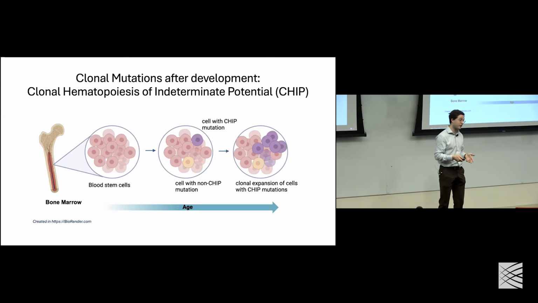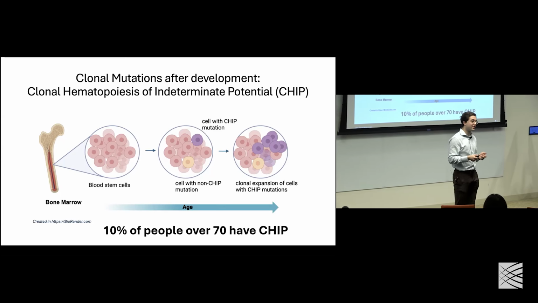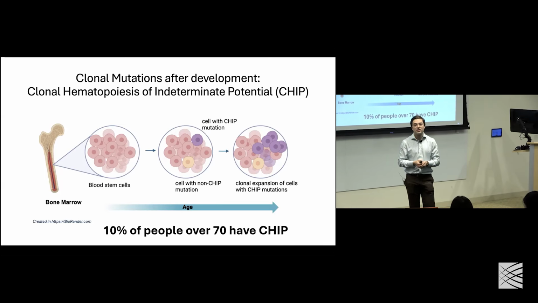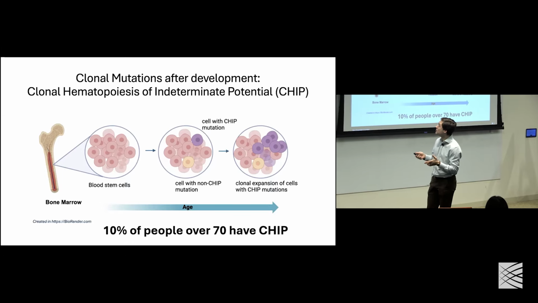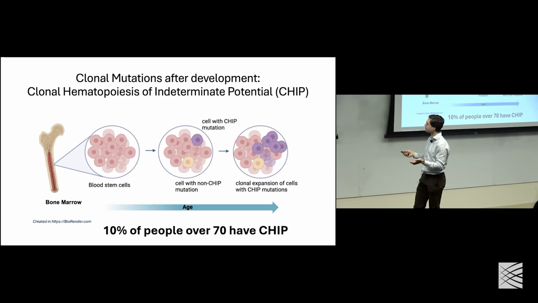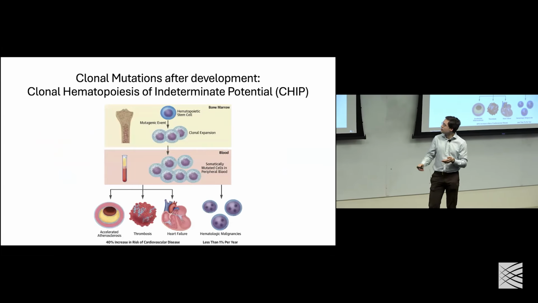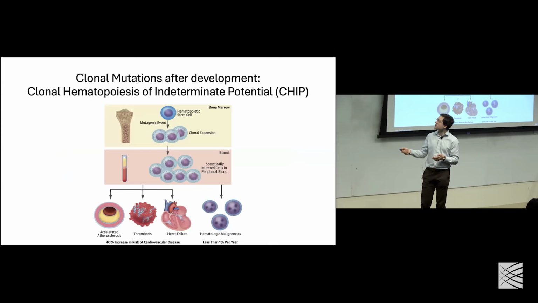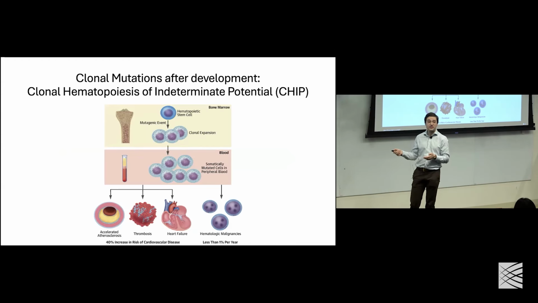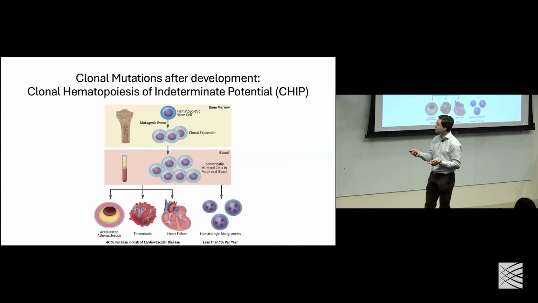How many people have CHIP? And it turns out it's about 10% of the people over age 70 have this in their blood. So this is something that impacts a lot of people. A lot of people have CHIP mutations ready to go right now in their blood. And the question is, what happens? So just to skip to the bottom right, the first thing we think of is cancer. And that does happen more frequently in individuals with CHIP. But it's less than 1% per year. That's not the main outcome of people having CHIP mutations.